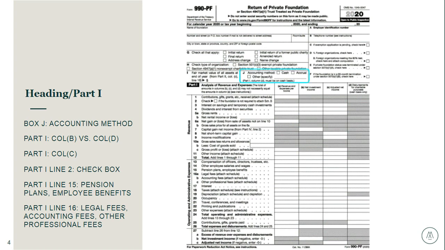Box J is where the organization's accounting method should be indicated. We often see this blank. Cash method is an acceptable method, and it is very common, particularly for small private foundations. If tracking using cash method, please keep in mind that there should be no receivables, prepaids, accrueds, or payables. If there is a required audit or a desire for audited financial statements, accrual method may make more sense. This way, book and tax methods are the same. Software programs tend to default to cash basis, so if that's not your intent, be aware there.